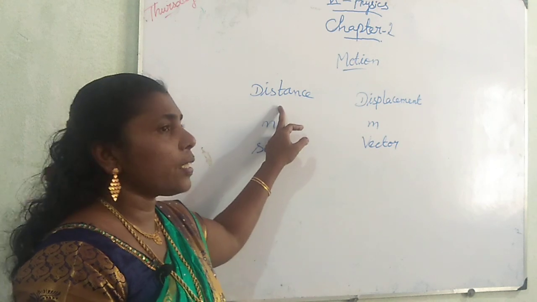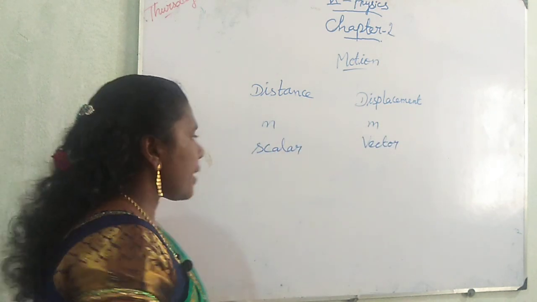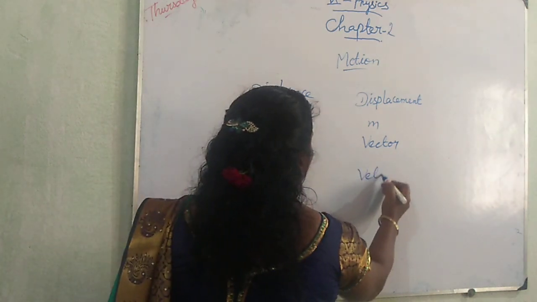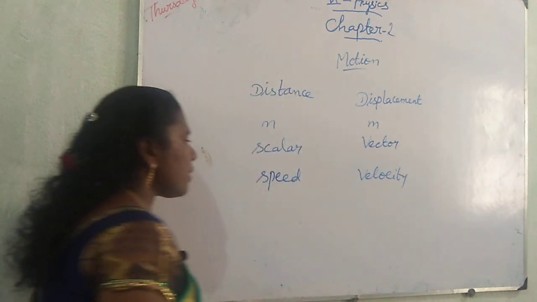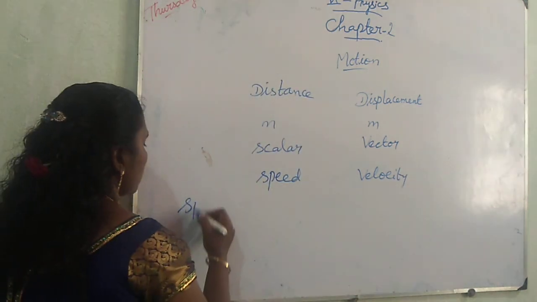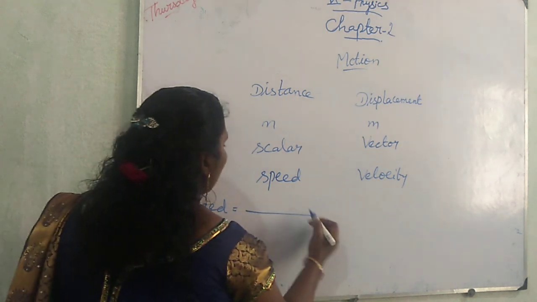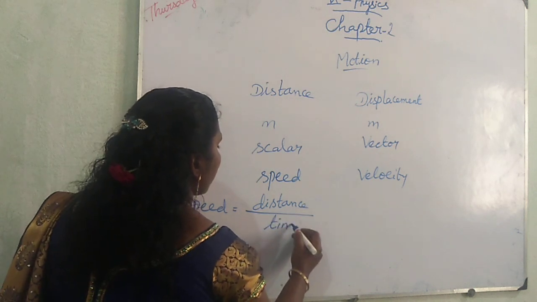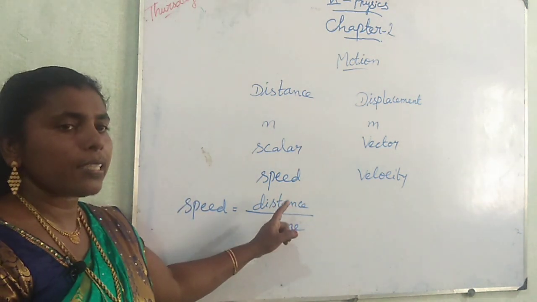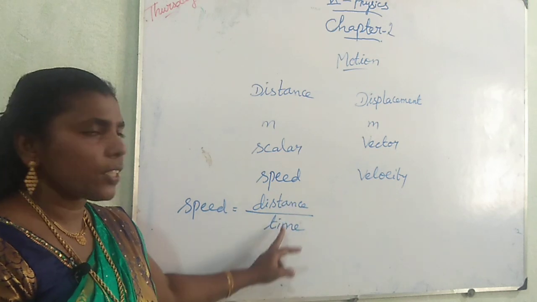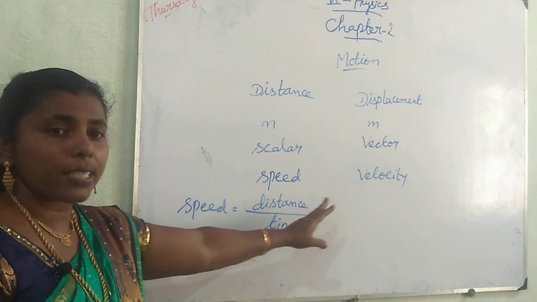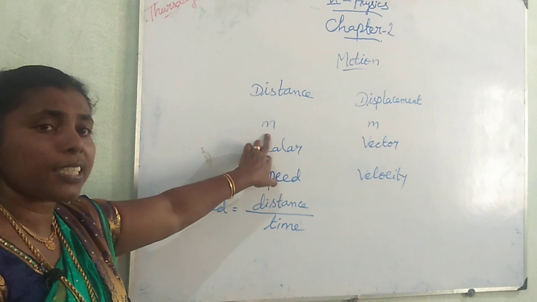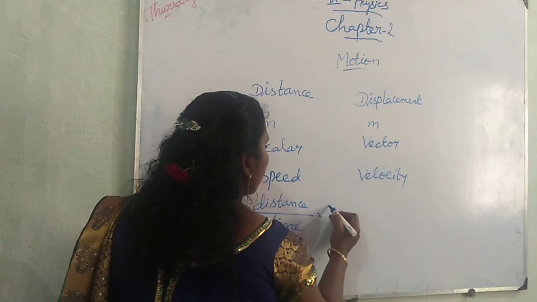So we have learned about distance and displacement. Next is speed and velocity. Now look at speed. The formula for speed: speed equals distance divided by time. What is the formula for speed? Distance divided by time. By using this formula, we can write the unit. So what is the unit of distance? Already we have learned. What is the unit of distance? Meter.